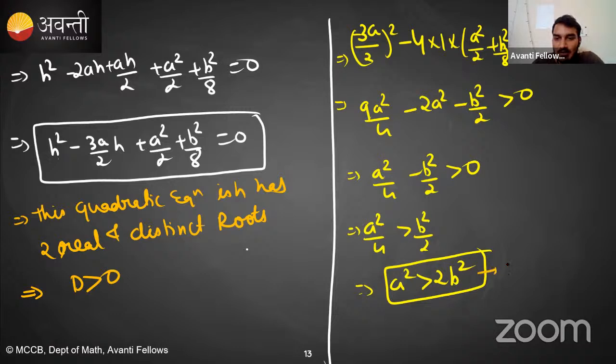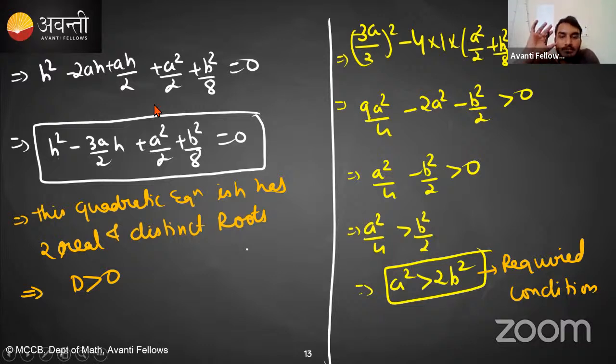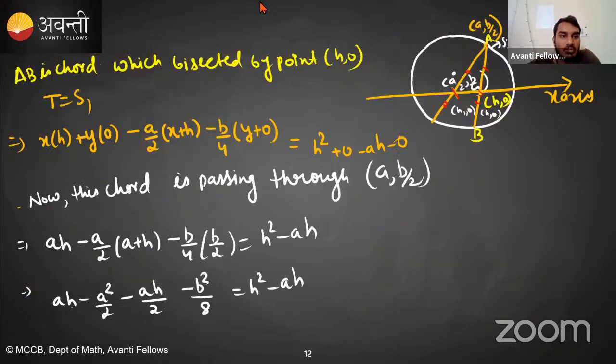This is the required condition: a square should be greater than 2b square, then only there are two chords from a comma b by 2 possible such that these two chords are bisected by the x-axis. Is this clear, student? Tell me quickly in the chat box how many of you understood this question. JNV Davangri, JNV Tumkur, JNV Uttara Kannada, JNV Chitra Durga, everyone tell me quickly in the chat box. Let me know.